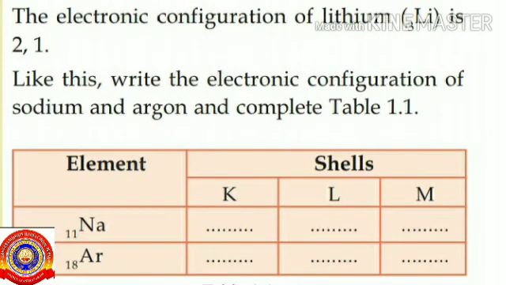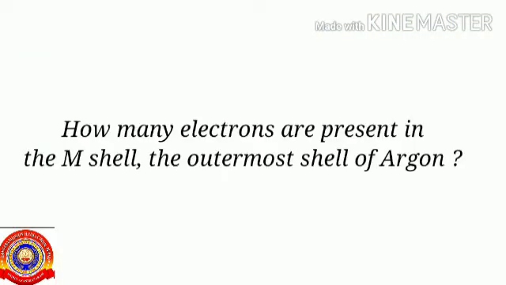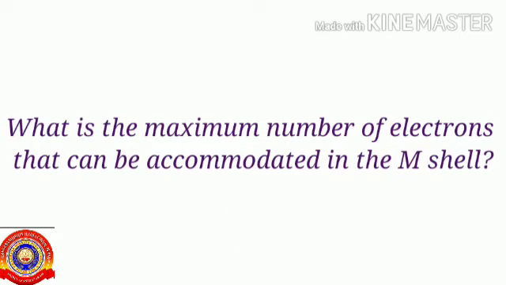You know that electronic configuration of lithium is 2-1. Like this, can you write the configuration of sodium and argon? And tell me, how many electrons are present in the M shell of an argon? Right answer, 8. And what about the maximum number of electrons that can be accommodated in the M shell? Very good, it is 18.